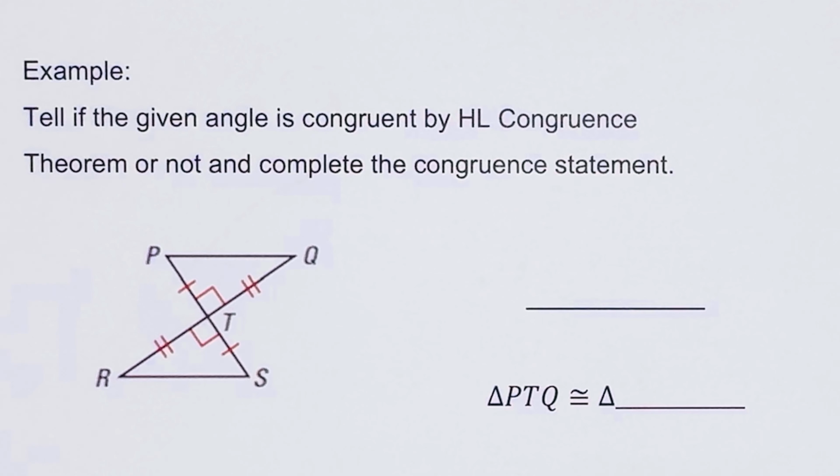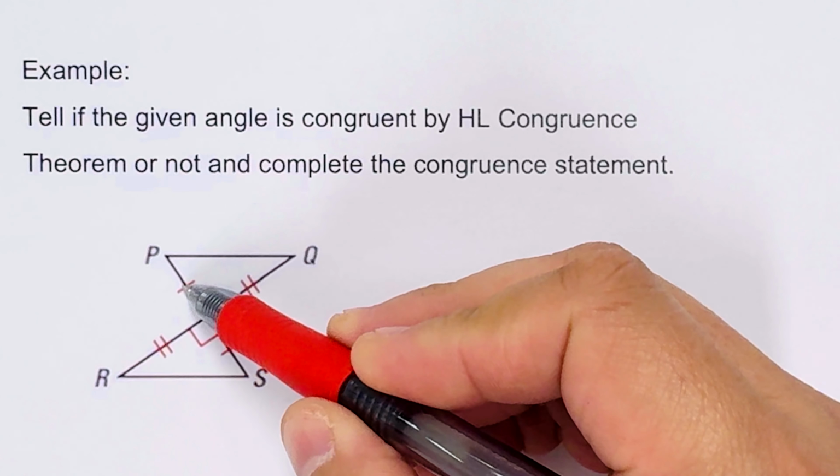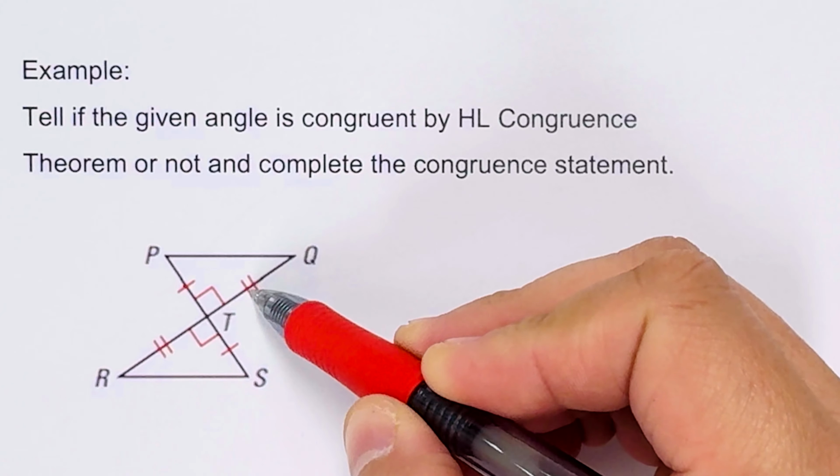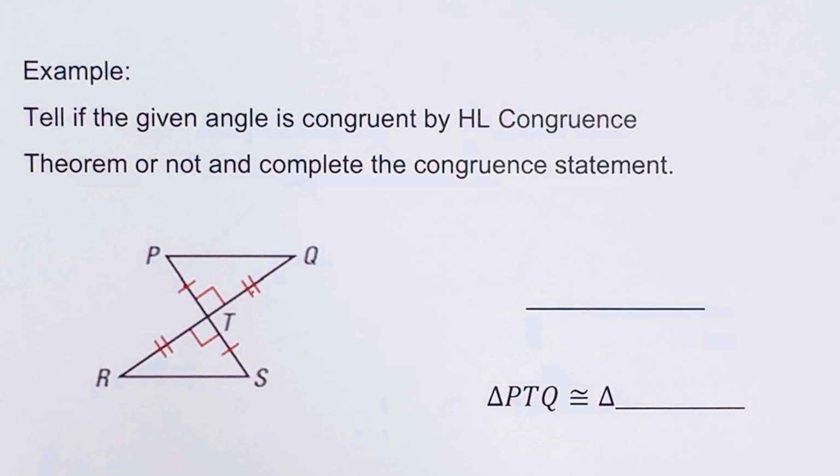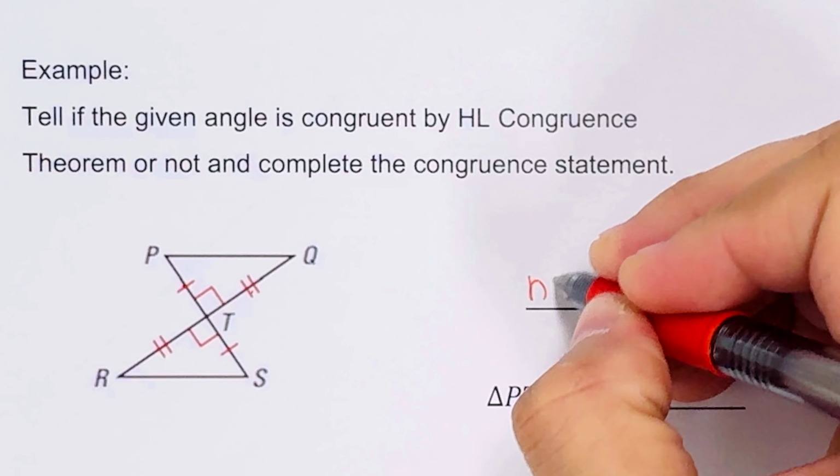Okay, so let's go over this example. Is this HL or not HL? Not HL. Why is it not HL? There's no label for the hypotenuse. So this one is a leg. This one is also a leg. There's no LL theorem. So this is not HL.